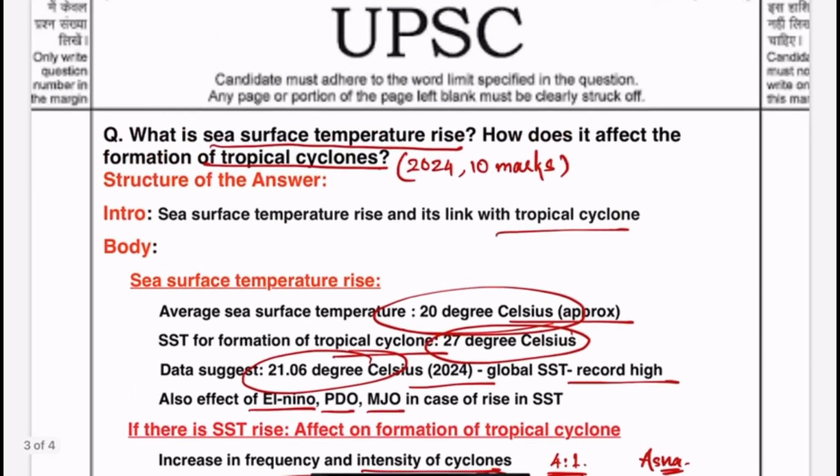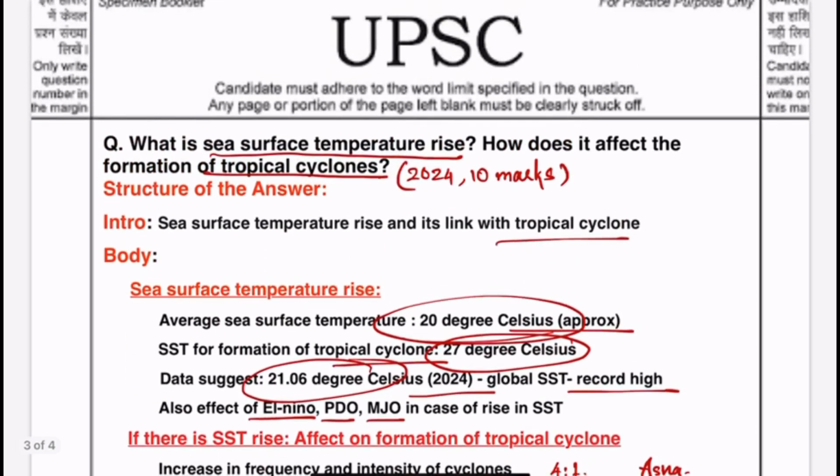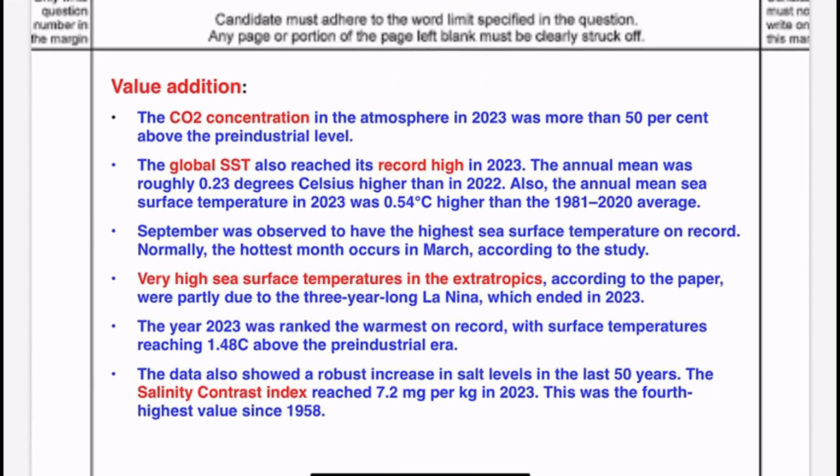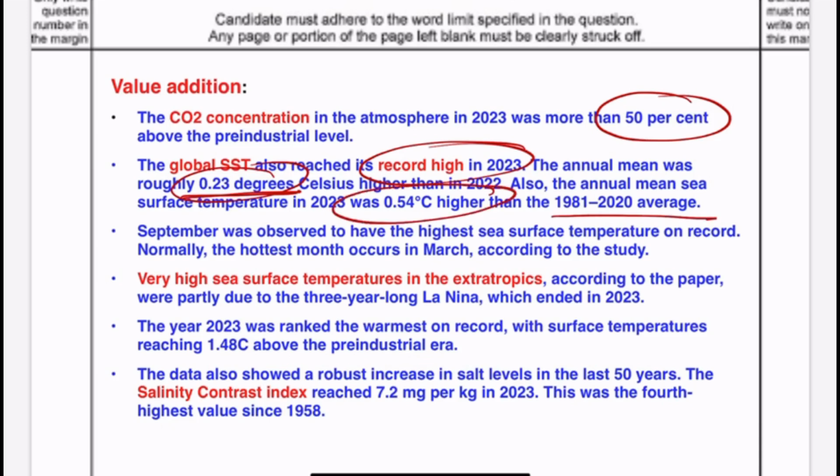Now let us look at the value addition part as far as this question is concerned. After writing all this, if a similar nature question comes in future, we can write some additional points related to this. So we know that CO2 concentration has increased in the atmosphere in 2023 and it has moved to around 50% more as compared to pre-industrial level. Also, the global sea surface temperature has reached record high in 2023. As compared to 2022, it has increased by 0.23 degrees Celsius. As compared to 1981-2020 average, it has moved by 0.54 degrees Celsius.